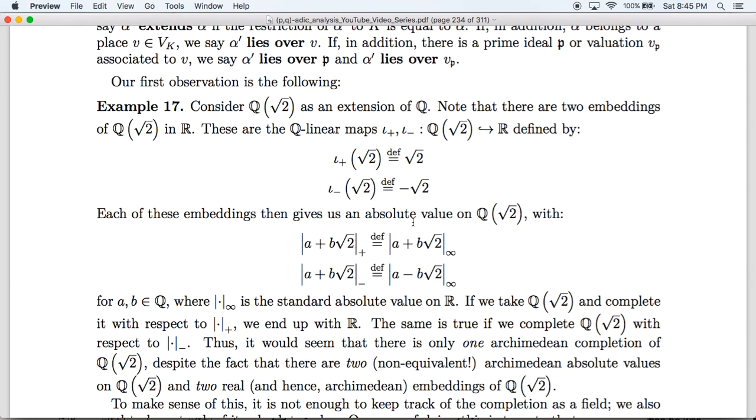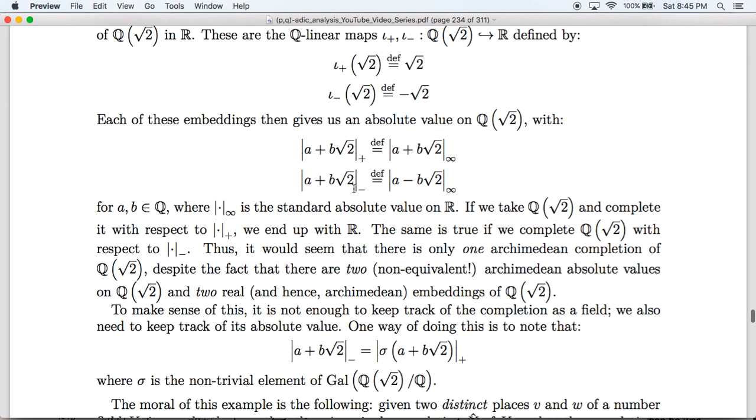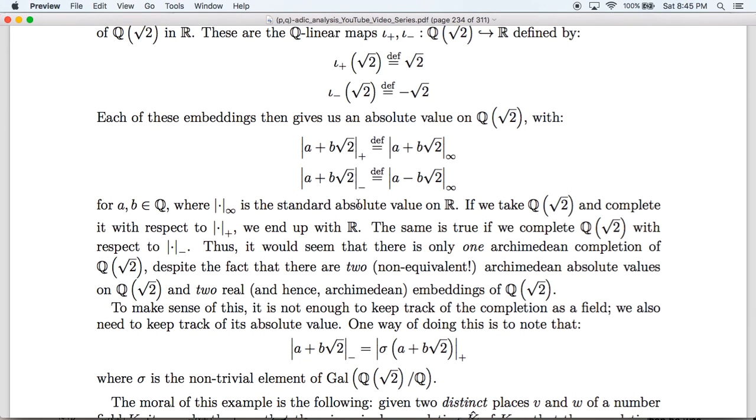Indeed, the fact that you have these two conjugate pairs, this is what we're showing here, is that the infinite prime of Q factors into two infinite primes in Q root 2, one corresponding to this embedding and the other one corresponding to that embedding. So to make sense of this, it's not enough to keep track of the completion of a field as a field. We also need to keep track of its absolute value.